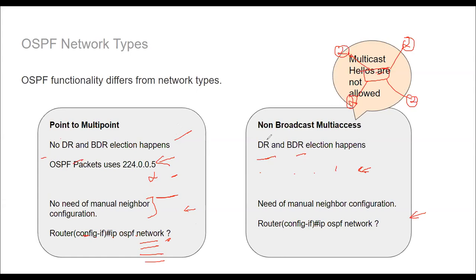This last one is non-broadcast multi-access. Here is where your attempt state comes in. I talked about the attempt state; here it will come. So DR BDR election happens here. You need to manually configure who is my neighbor, and the router will attempt to form a neighborship with that guy. That's called non-broadcast multi-access.